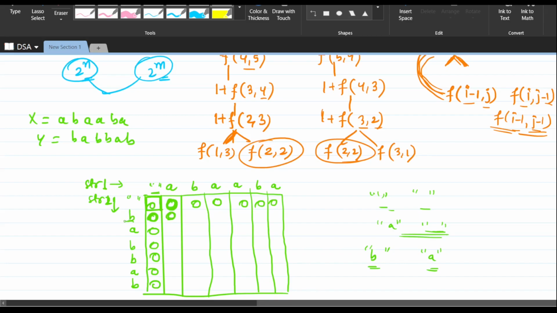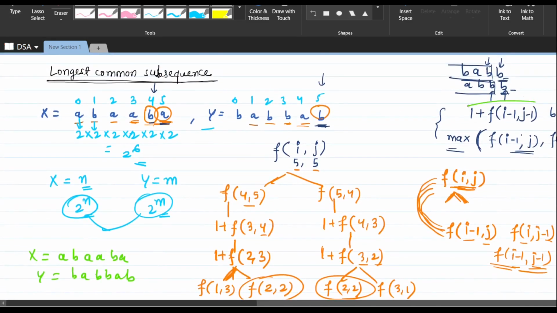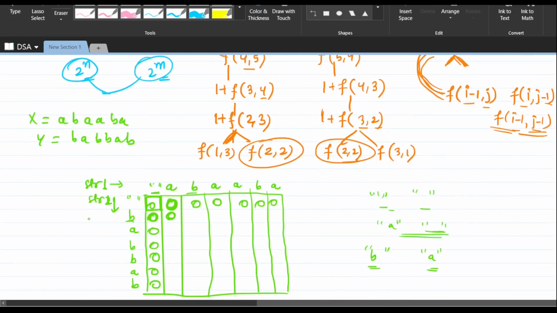So here we have b and b, and b is equal, so b can be in our solution. So what we will do is 1 plus, we will check the value at the i minus 1 position and j minus 1 position. So it will be 1 plus this value. So it will be 1.